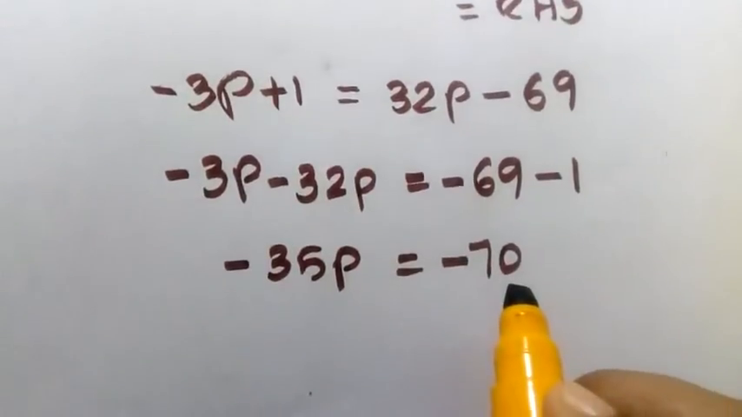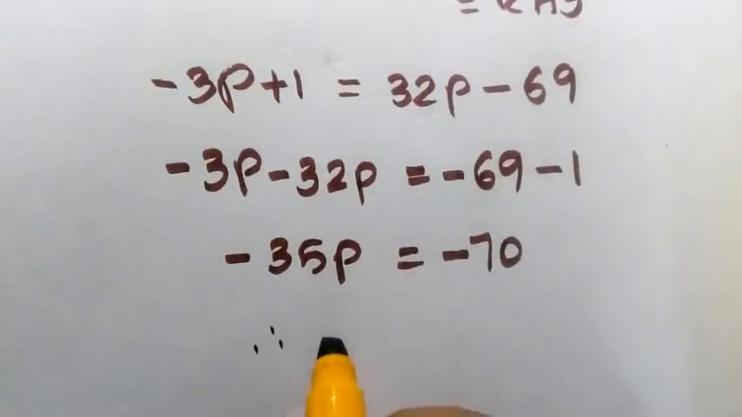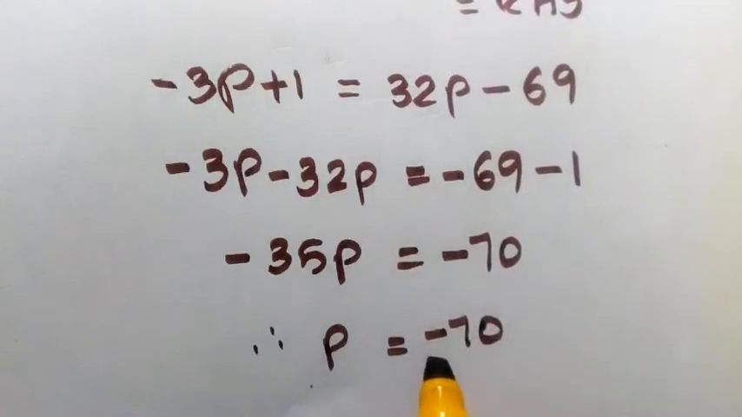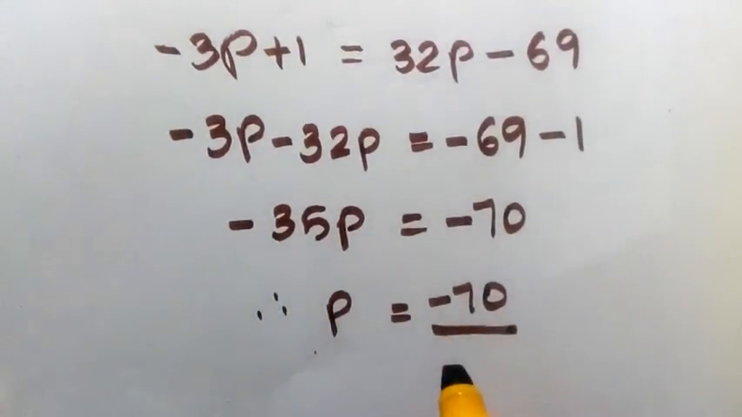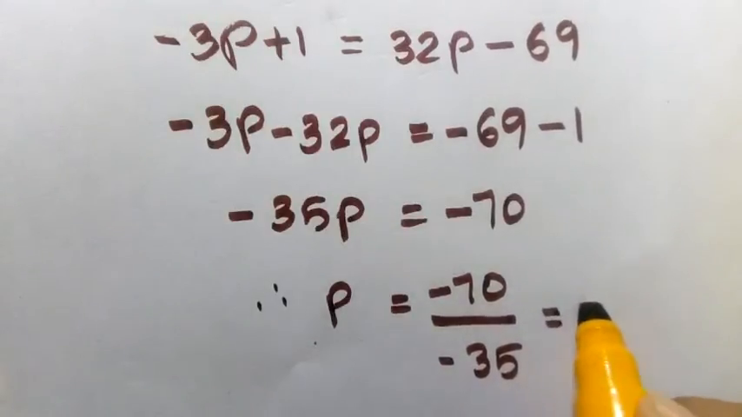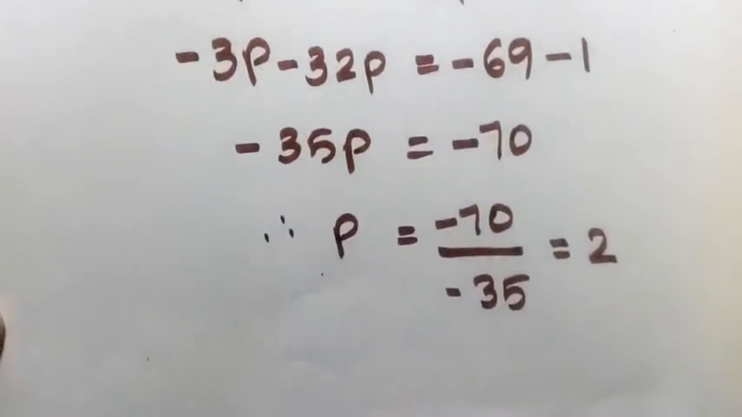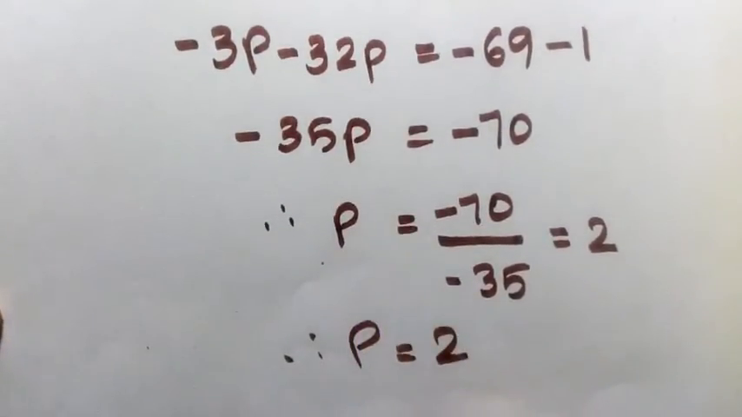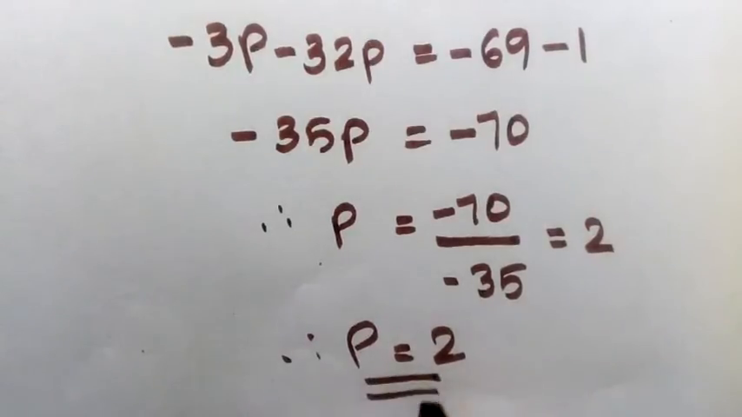Next we need p. Therefore, p is equal to negative 70 divided by negative 35. Negative divided by negative is positive. 70 divided by 35 is 2. So the answer is 2. Therefore, p is equal to 2. Hence, p is equal to 2 is the required solution.